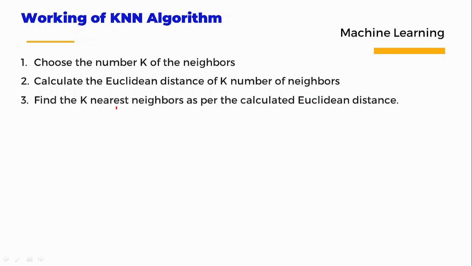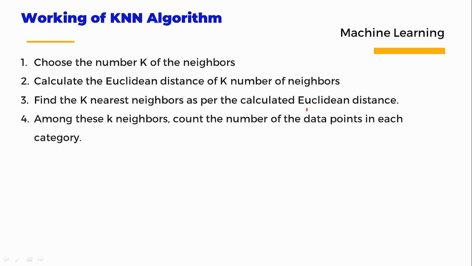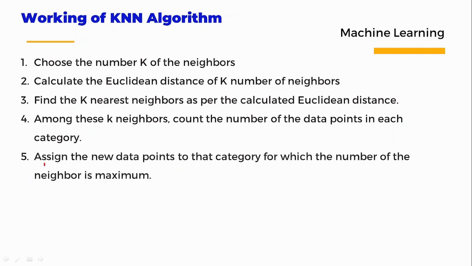Then we will find the k nearest neighbors as per the calculated Euclidean distance. Then among these k neighbors, we count the number of data points in each category. Then we assign the new data point to the category for which the number of neighbors is maximum, and at the end our model is ready. So these are some theoretical steps of the KNN algorithm.